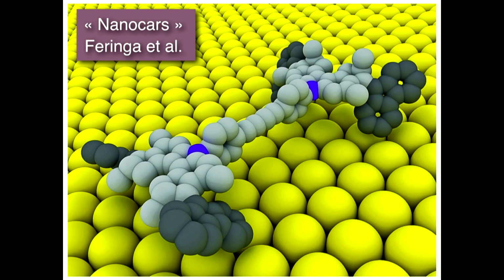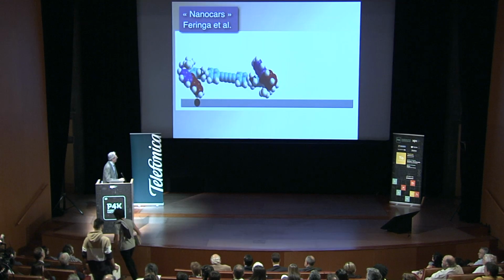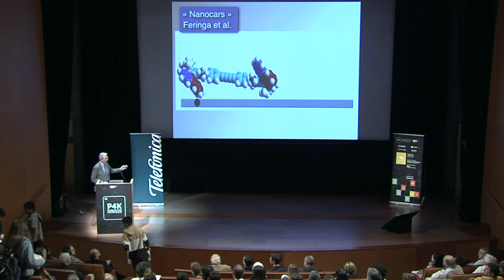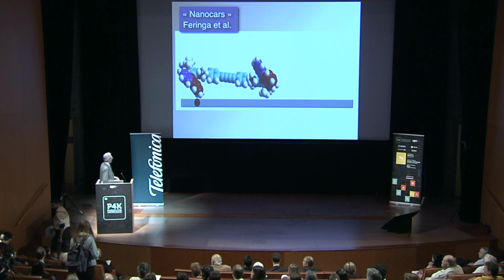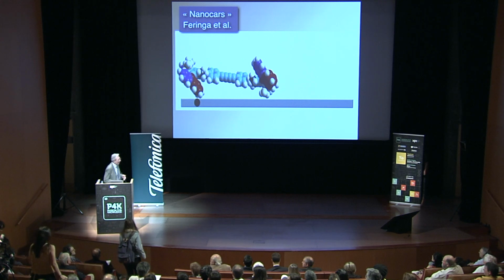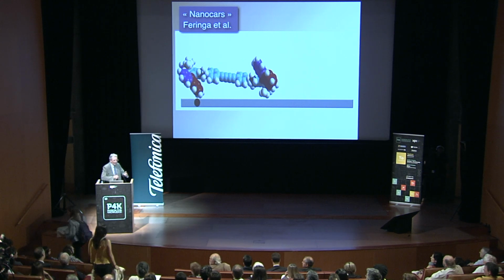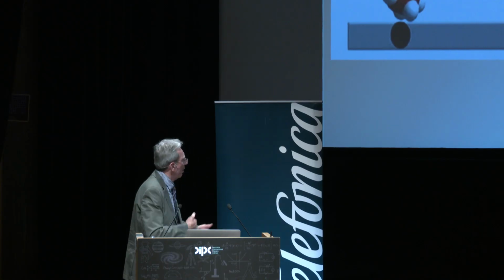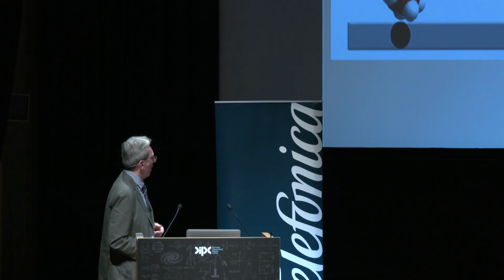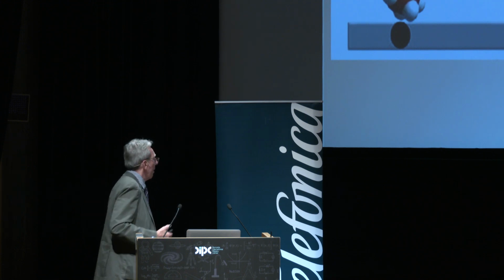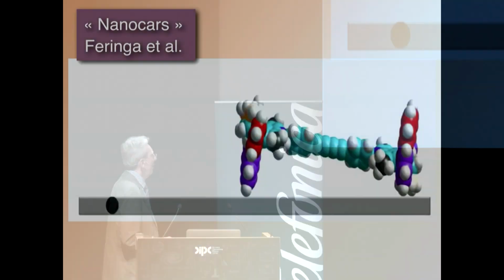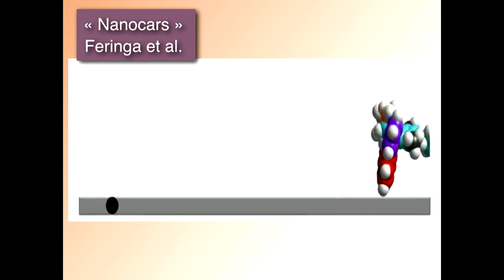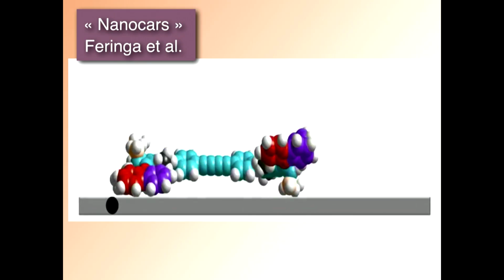And now, if you shine light on these wheels, you will force them to rotate. And this is exactly what happened. It's a video which is, let's say, a bit science fiction. The molecule doesn't really roll like a car on a highway. It jumps, the motion is not really perfectly controlled. It jumps from one place to another.